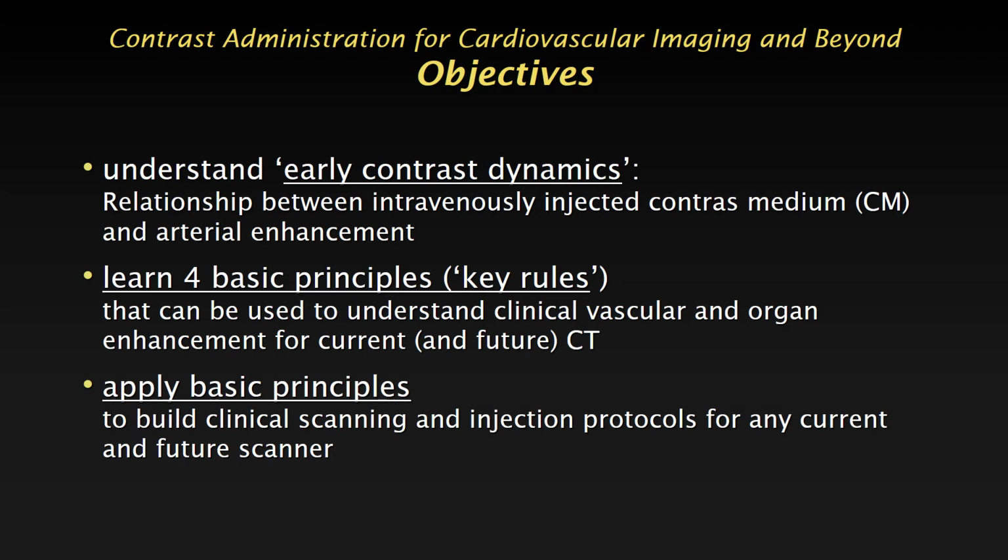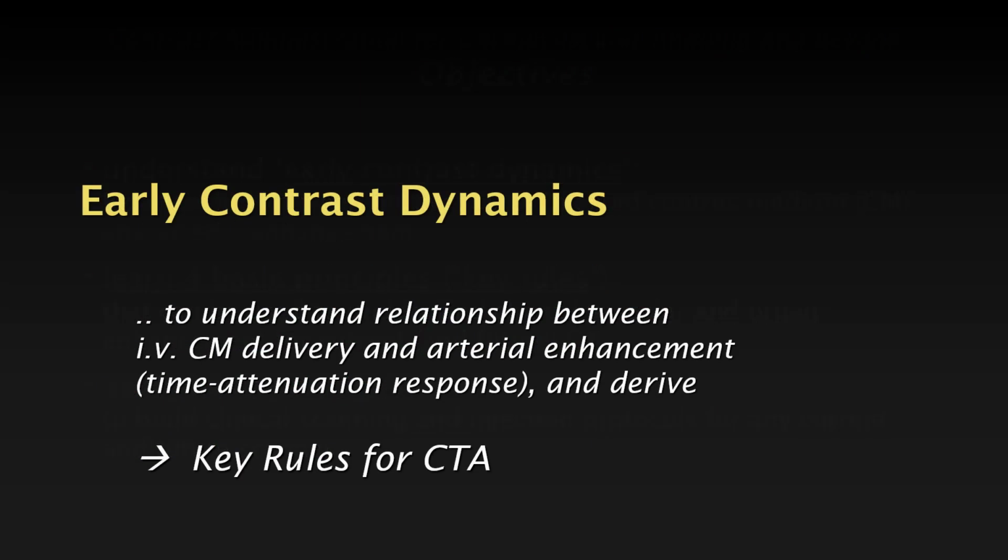So what I'm trying to achieve in this next half an hour or so is I want to really try to explain what the early contrast dynamics mean. What is the relationship between intravenously injected contrast and arterial enhancement, and for that matter, the downstream parenchymal enhancement? So I want to teach you 4 very basic rules that can be used to understand how vascular and organ enhancement work, and then show you some examples how these principles can be applied to build scanning and injection protocols, because that's in fact what all our protocols here are ultimately based on.